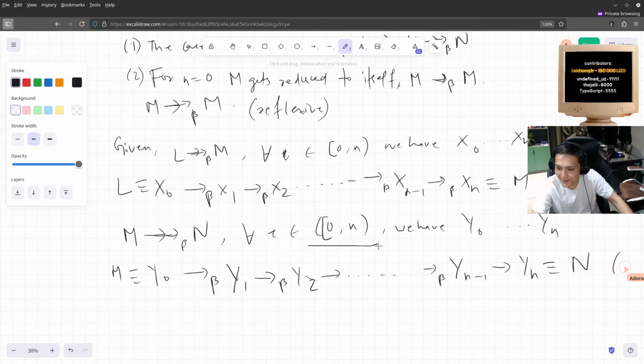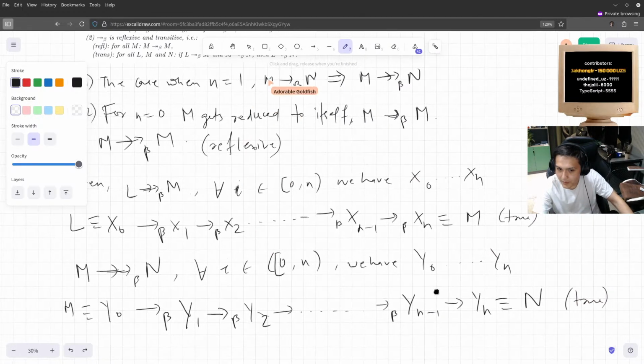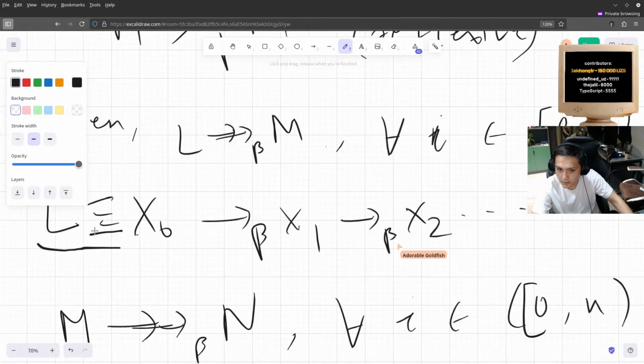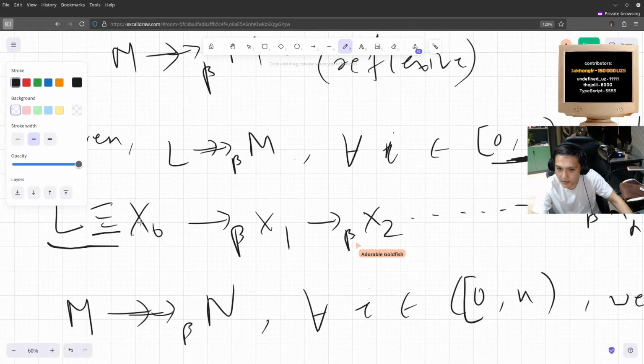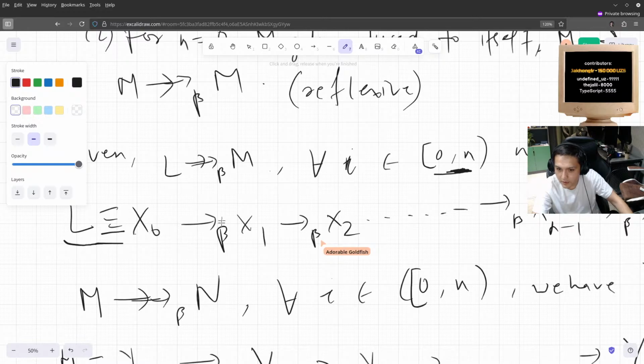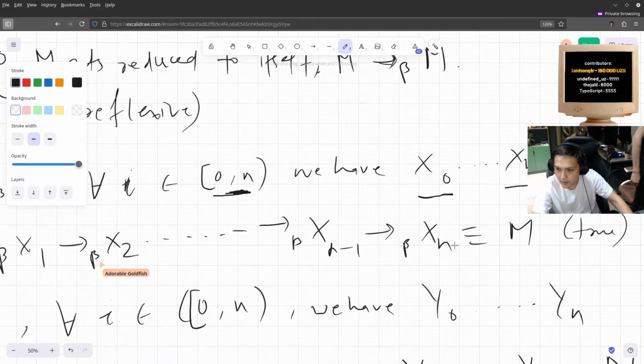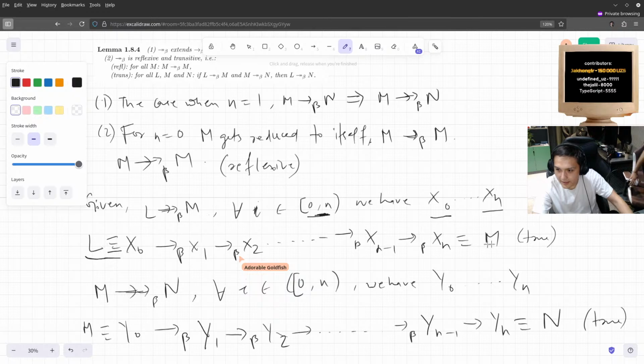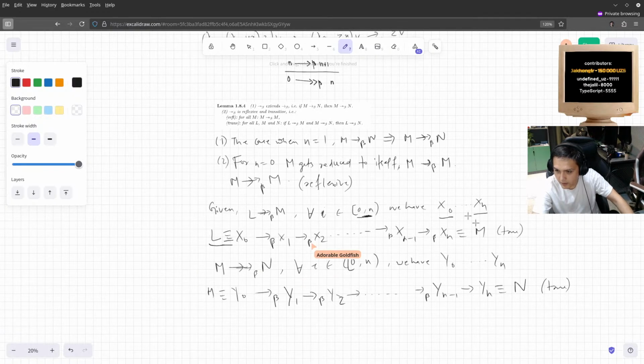So we describe that we start from 0 and up to n because we introduced this limitation here, and then we say that L is equivalent to x0, and it can be beta reduced to x1 and then x2 and up to xn. And the latest state is M. Okay, I get this one.